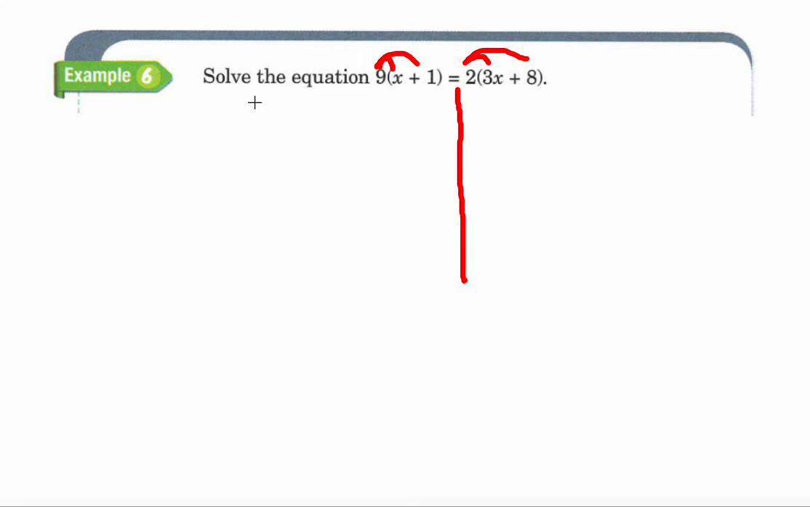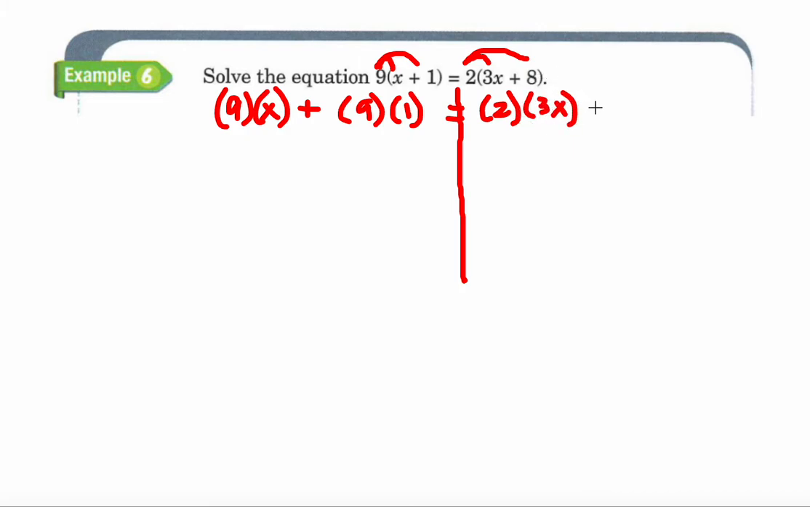Okay, so let me write this out. On my left-hand side, I have 9 times x, and then I have an addition, 9 times 1. On my right-hand side, I see 2 being multiplied by 3x, and there's an addition sign, 2 multiplied by 8. I want to make sure I multiply every term inside by that outside term. So that's why I'm writing it out. I find that when students do the multiplication in their heads, they tend to forget one of the products.